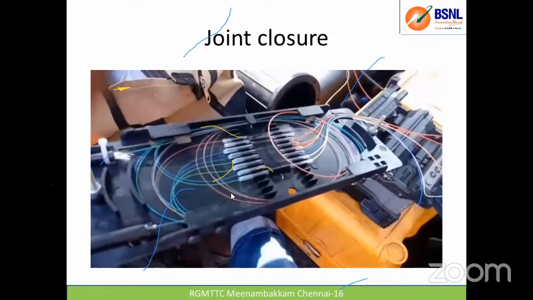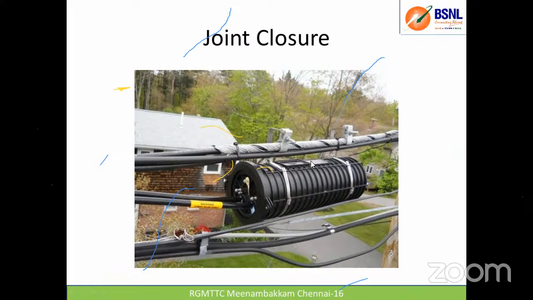This is the splicing tray. The spliced cables are placed in the splicing tray, and this splicing tray is placed inside the joint closure box and kept safely in the network.